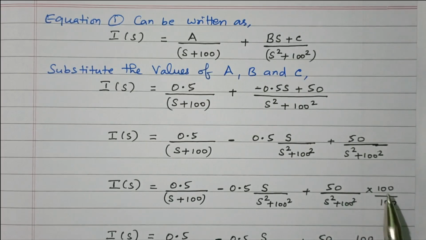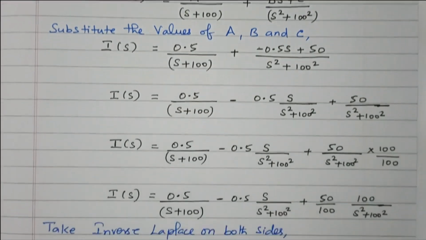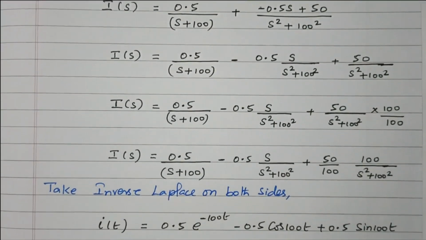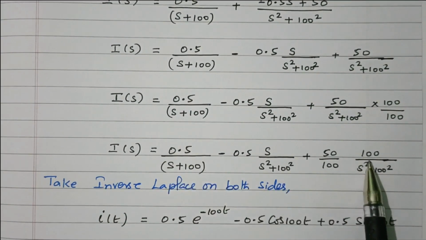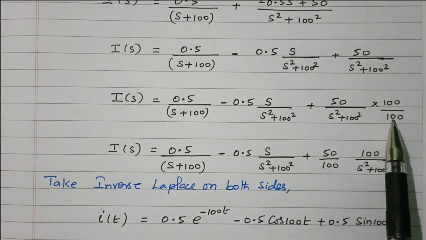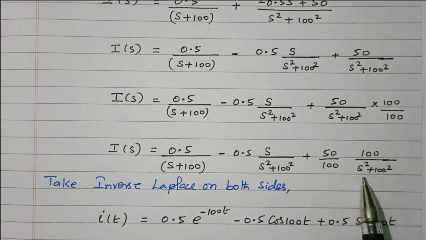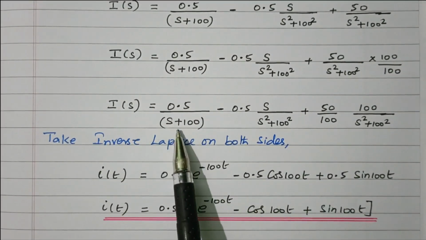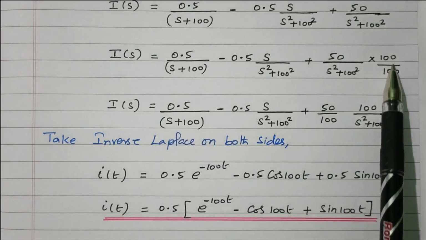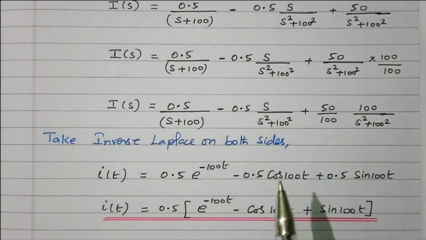Here we multiply by 100 and divide by 100 in order to bring it to the standard form. So what is available here after multiplying by 100: 0.5 divided by (s plus 100), same thing. Here it is rewritten like this: 50 divided by 100 is written, and 100 divided by (s² plus 100²), so that we can take the inverse Laplace easily. The only thing we have done is multiply and divide by 100 and rearrange.